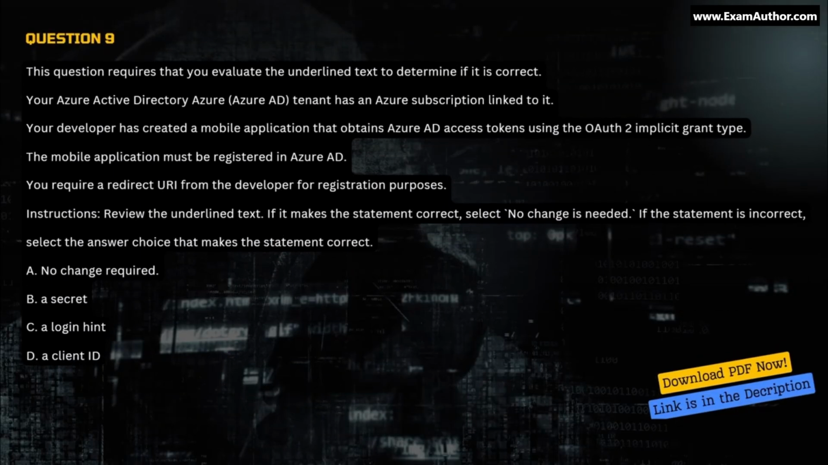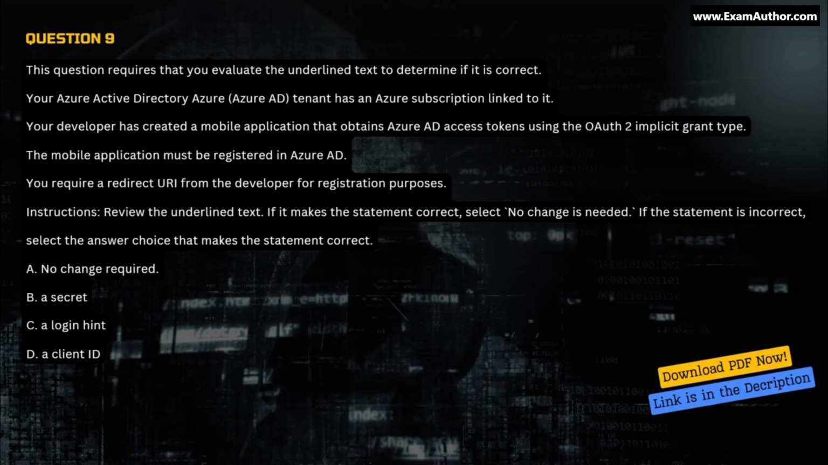Question 9. This question requires that you evaluate the underlined text to determine if it is correct. Your Azure Active Directory Azure AD tenant has an Azure subscription linked to it. Your developer has created a mobile application that obtains Azure AD access tokens using the OAuth 2 implicit grant type. The mobile application must be registered in Azure AD. You require a redirect URI from the developer for registration purposes.